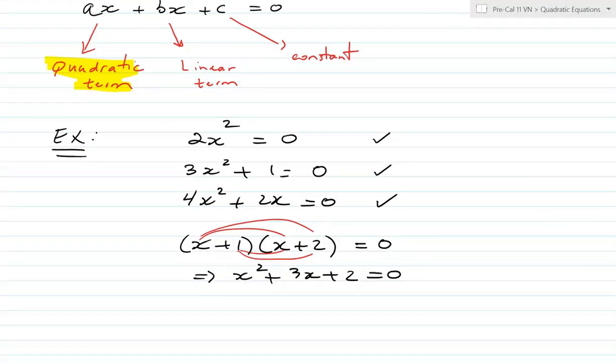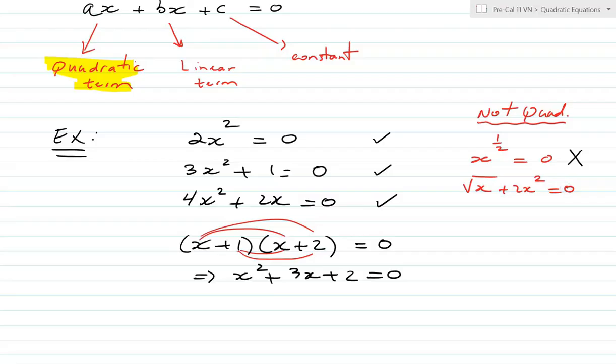So let's look at the not quadratic, and let's look at some examples. x to the power of a half equals 0. That is not a quadratic. Next one, root x plus 2x squared is equal to 0. Well, you could say, because it has x squared, that's a quadratic. No, because it has a square root of x. x is under the radical sign. That is not a quadratic.